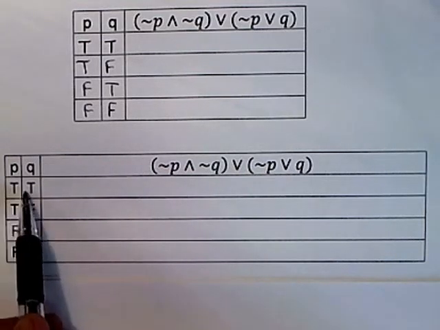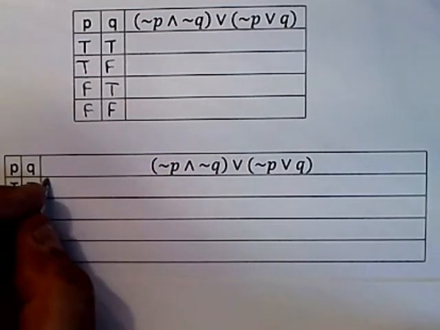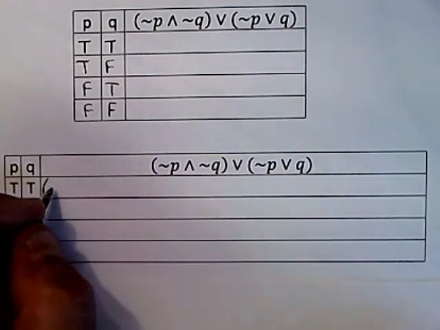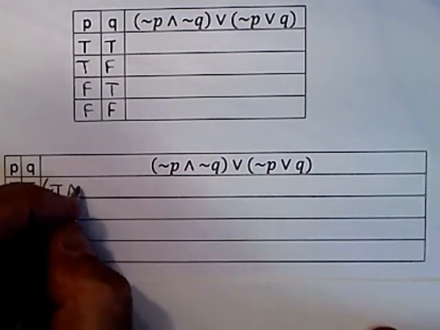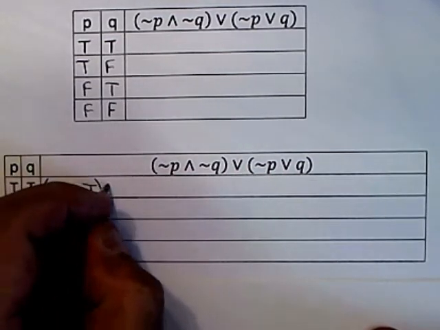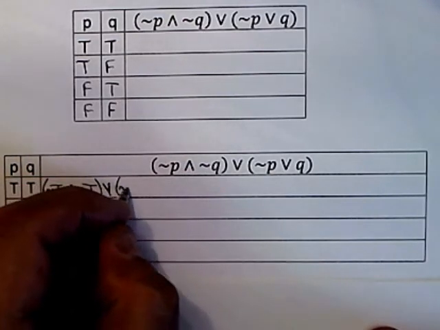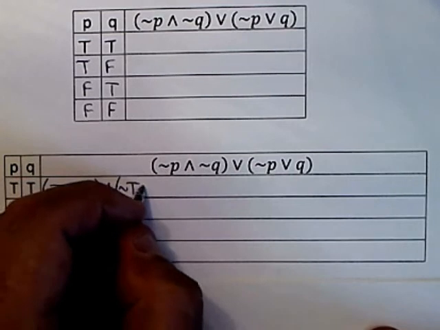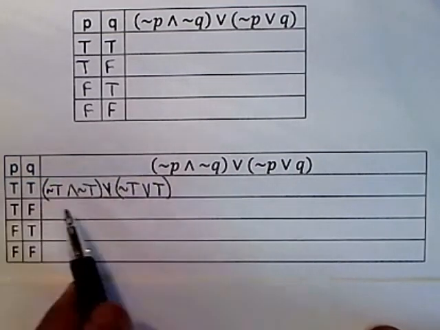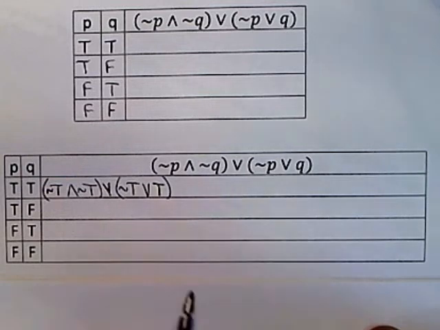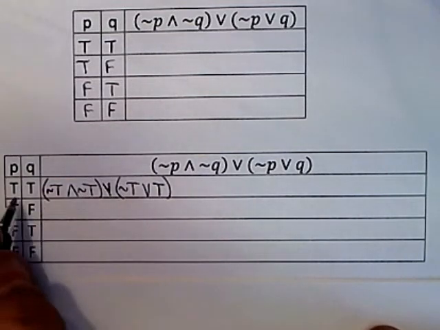So first row, I want both P and Q to be true, so I will just go in and put T's everywhere. So I get not true and not true, or not true or true. I'm just replacing every P with true and every Q with true. You can work across, you can work down. I've been working down. I think I'll continue doing that.